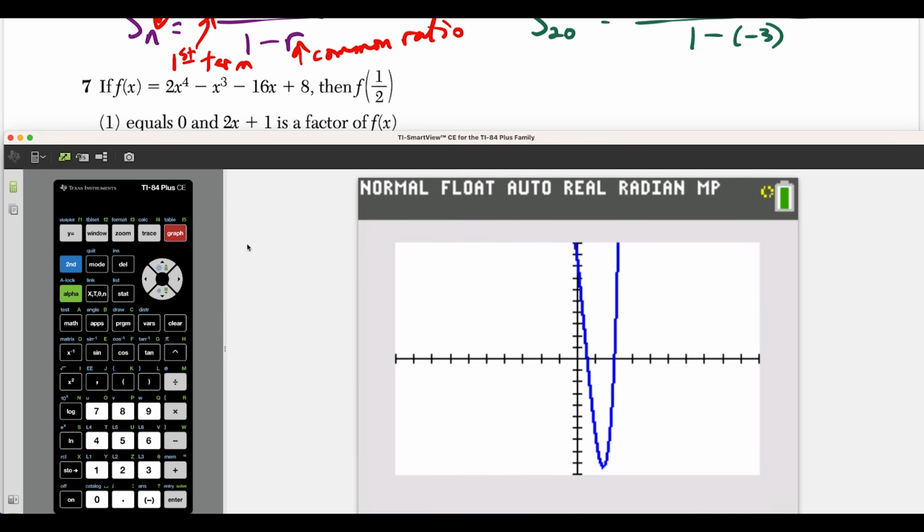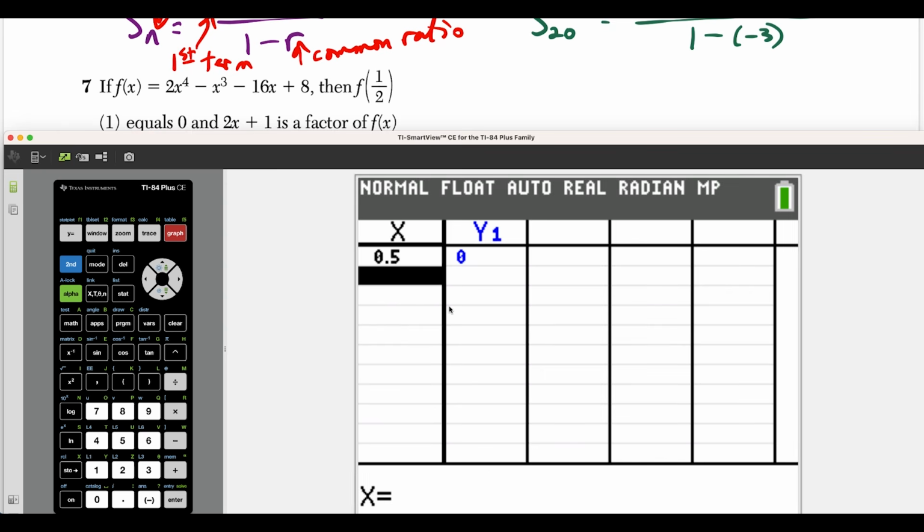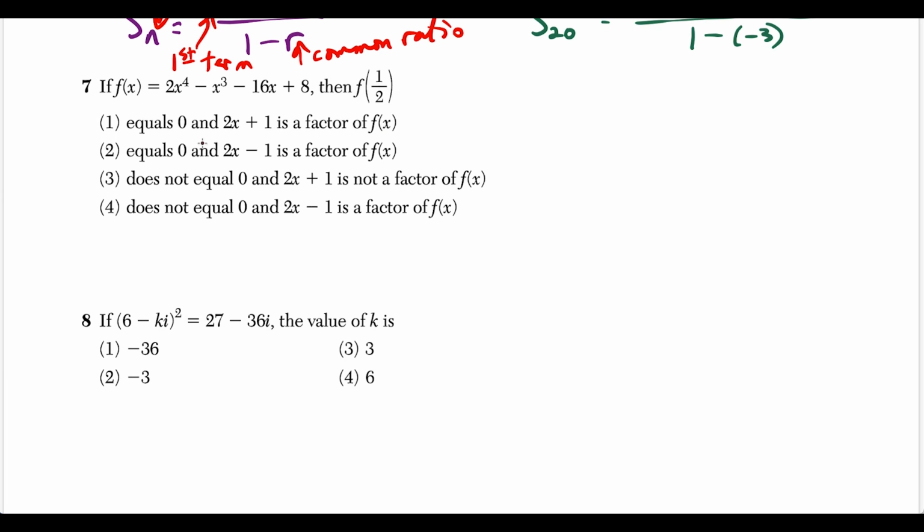And if I press graph here, I could rely on my eyesight, but I'd rather go to the table because this will make me feel safer. So the table gave us y equals 0 when x was 1/2. So the function is equal to 0 at 1/2. So we could eliminate choices 3 and 4. But now we need to determine which of these is a factor.